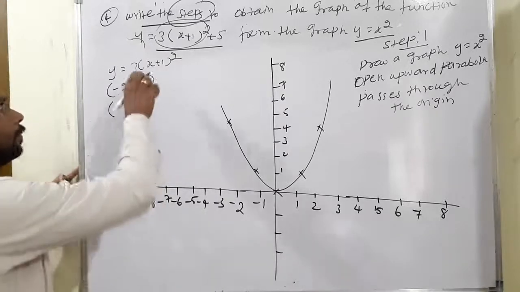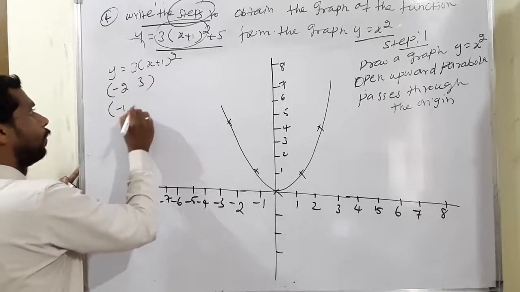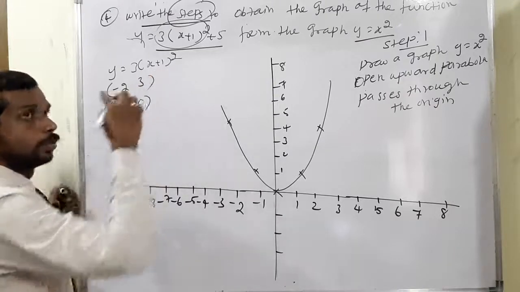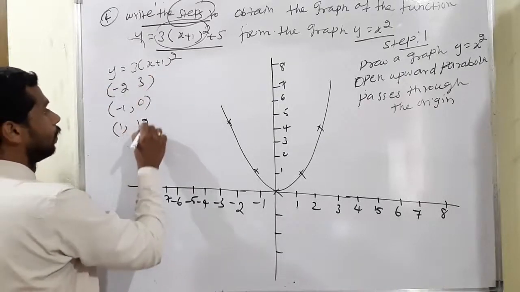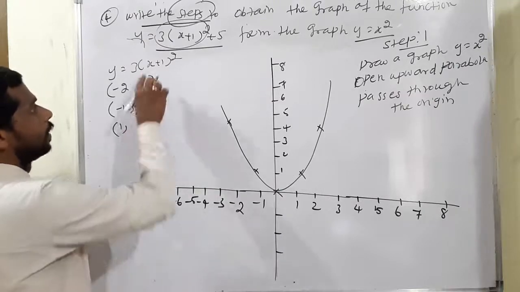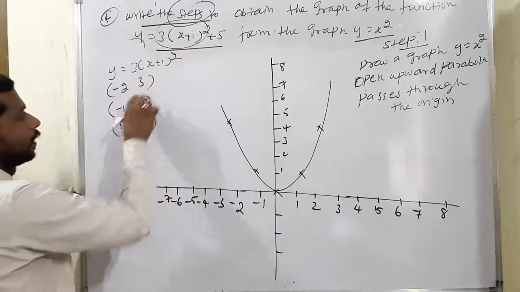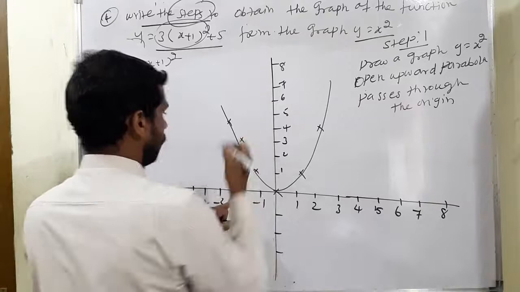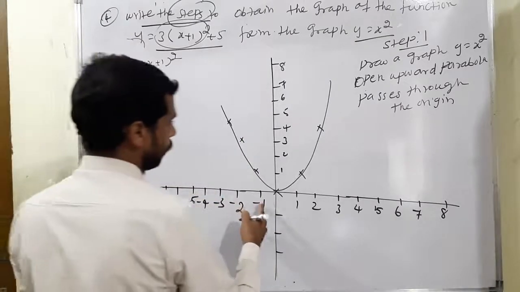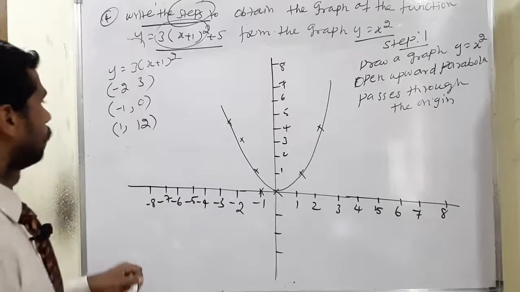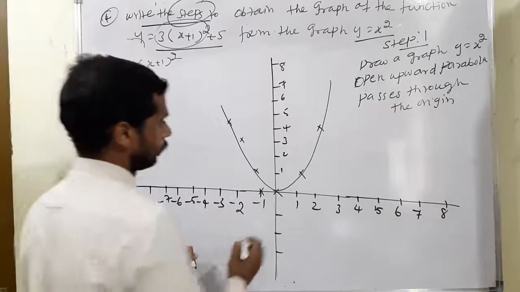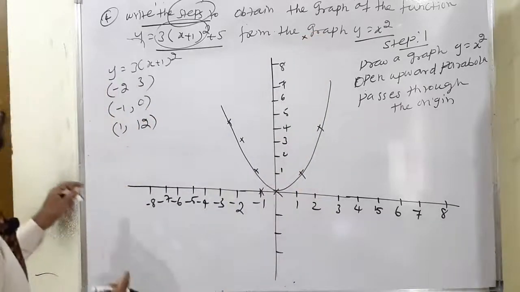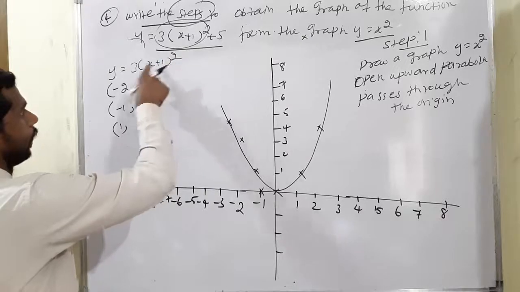Then minus 1. Minus 1 plus 1 is 0. The next case, positive 1. 1 plus 1 is 2. 2 squared is 4. 4 threes are 12. Then for 2, it will take a bigger number, so it's enough now. Minus 2 comma 3, next case minus 1 comma 0, then 1 comma 12. 1 plus 1 is 2, 2 squared is 4, 4 threes are 12.